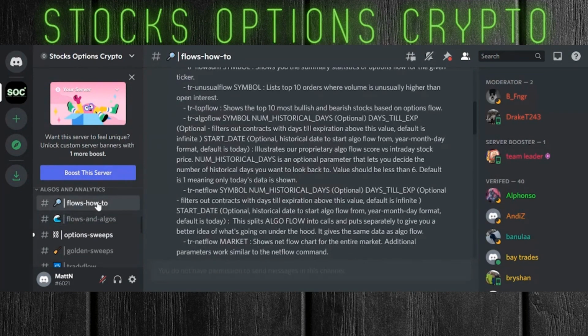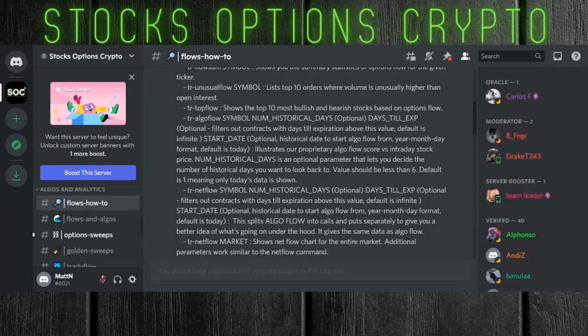Now let's bring up the third most popular, and everybody loves to use unusual flow, right? Unusual Whales, unusual flows are pointing out one thing or another. Let me tell you what it does. It lists the top 10 orders where the volume is unusually higher than the open interest. For example, you have 1,000 contracts in open interest, but the volume for today is 30,000. That's extremely active, making it unusual.